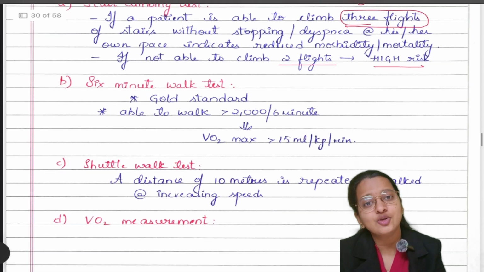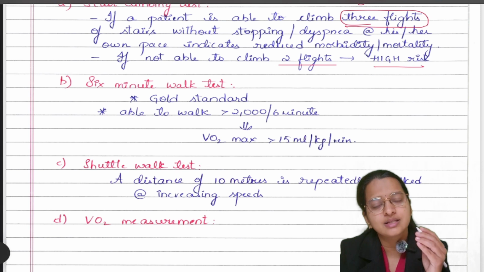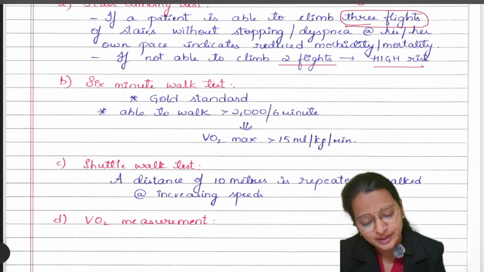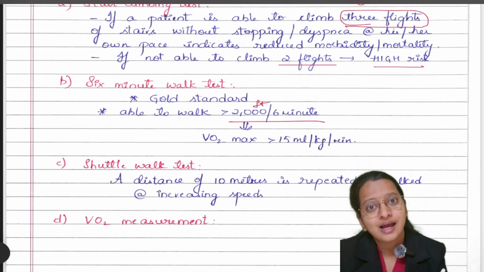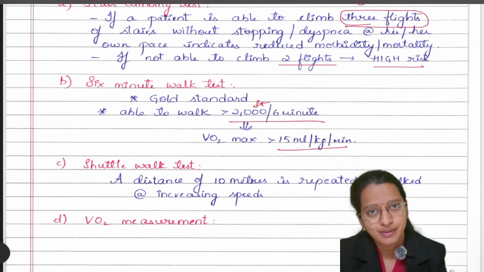Okay. Coming to the 6-minute walk test. That means we'll ask the patient to walk a certain distance in 6 minutes. If he can walk at least 2000 feet in 6 minutes, that means his VO2 will be greater than 15 ml per kg per minute.